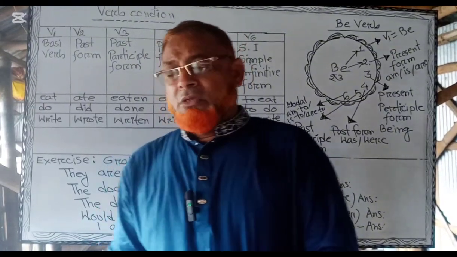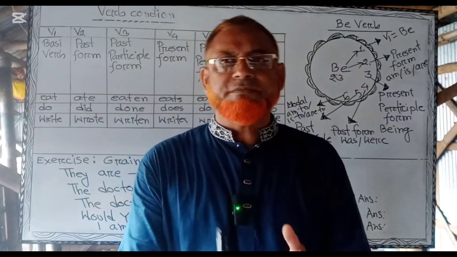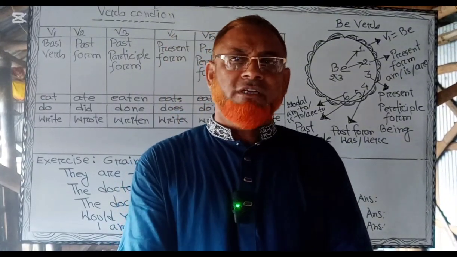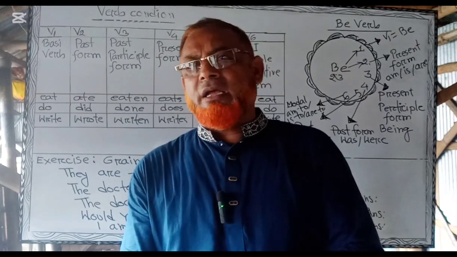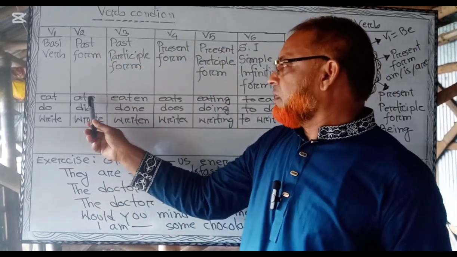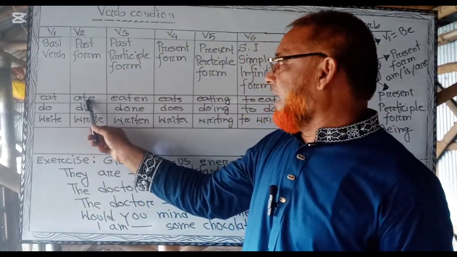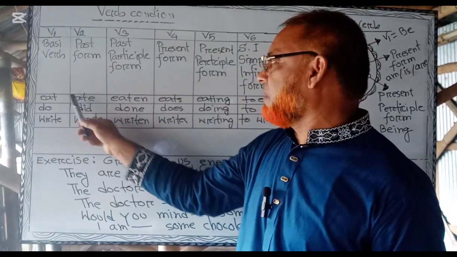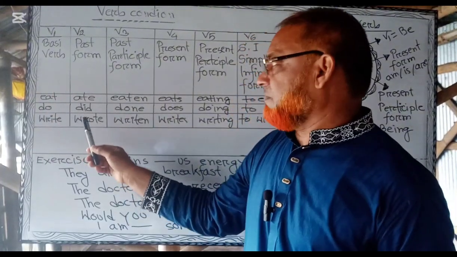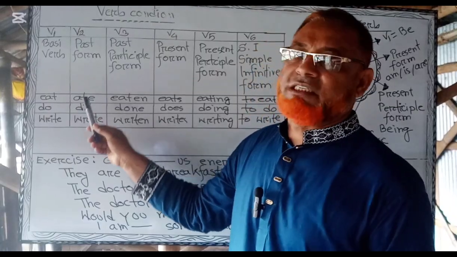Verb 2. What is verb 2? Verb 2 is the past form. When a basic verb, base verb, is turned into a past form, the verb is called past form, verb 2. Look at the verb: eat. This verb is verb 1, basic verb, and ate is the past form. Do is the basic verb, principal verb. Now this verb is turned into did. That verb is verb 2.